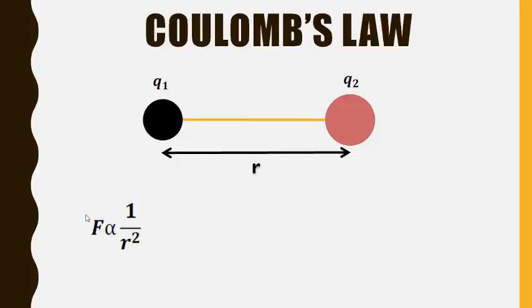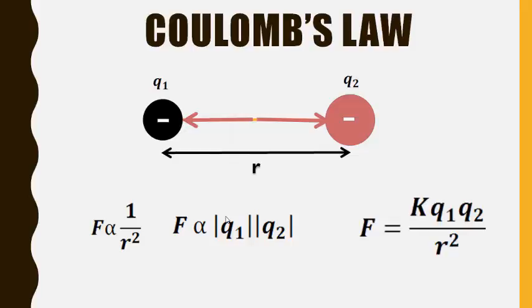Also, it was found that the electric force is directly proportional to the product of magnitude of the charges. So, higher the value of charge, higher will be the force. This electric force was attractive for unlike charges and repulsive for like charges. Removing the proportionality, we get F equals K Q1 Q2 by R square in terms of magnitude, where K is Coulomb's constant.